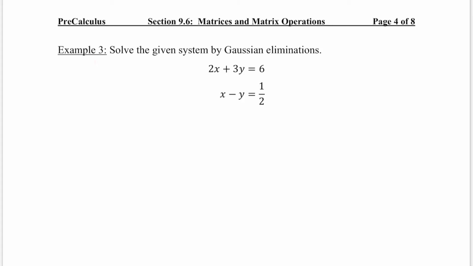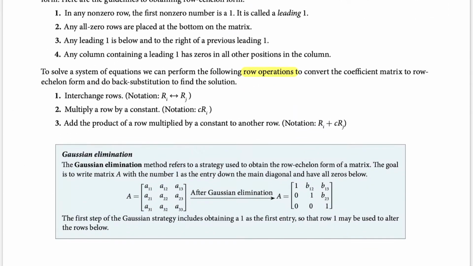Example 3. Solve the given system by Gaussian elimination. The Gaussian elimination method refers to a strategy used to obtain the row echelon form of a matrix. So basically, you want to rewrite your system in matrix form and try to rewrite it into the echelon form.